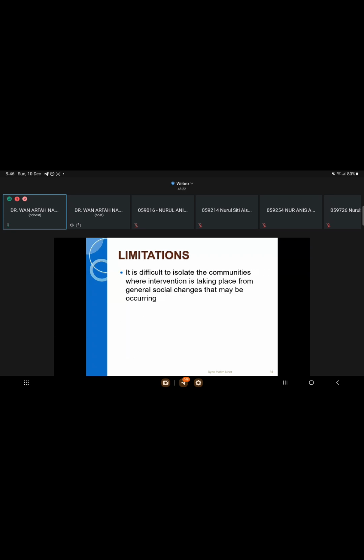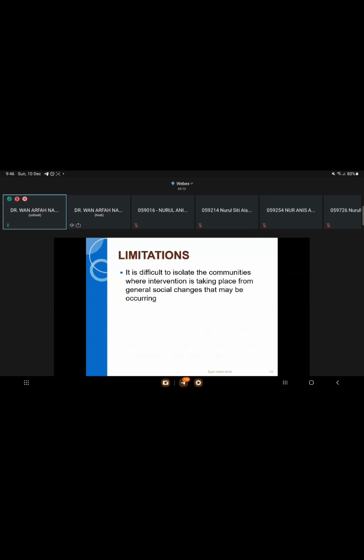It is difficult to isolate the communities where the intervention is taking place from the general social changes that may be occurring. That's why it's not easy to isolate the control and intervention groups. The one I mentioned just now is contamination. That's why the groups need to be far from each other, to make sure the contamination effect does not happen. When contamination is there, it is a serious flaw and your result is not valid anymore. Same as in a lab: if it is contaminated already, you cannot do anything. It's a big loss if you do a big project.